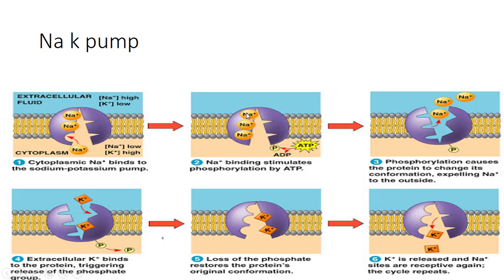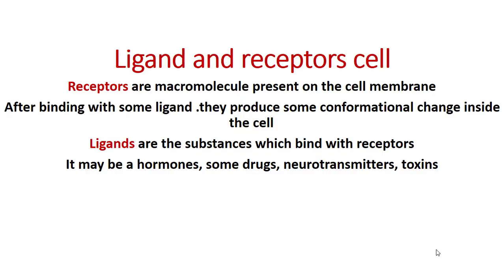When the 3 sodium are seated, what will happen? It opens in the reverse direction. All these 3 sodium will move out. At the same time, the 2 potassium from the extracellular fluid will join their seats here, and then what will happen? It will open inside the cell, and these 2 potassium will be released inside the cell. So this is the normal function of the sodium potassium pump.